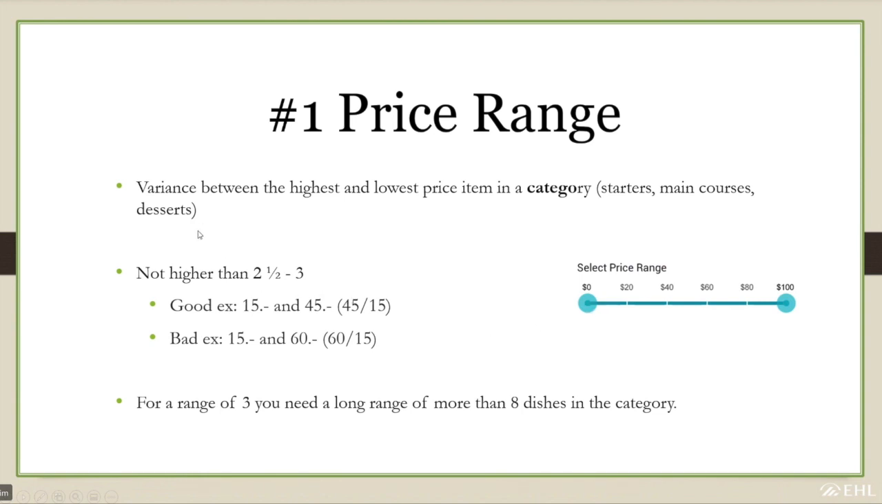So first of all, you have to decide the price range of the category. The price range shouldn't be higher than 2.5 to 3, which basically means that the highest price shouldn't be 3 times higher than your lowest price. So this is what you need to take into consideration for the price range.